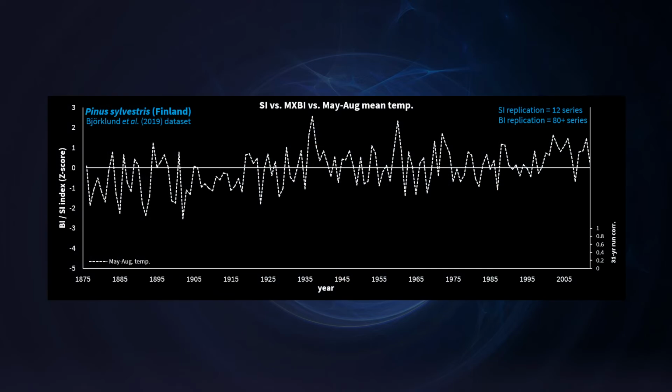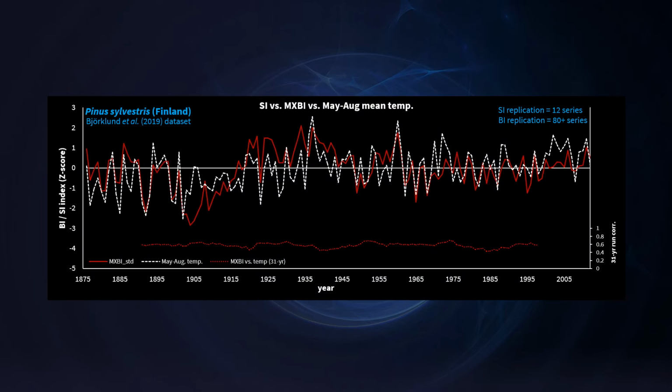So if we look at another example and another data set, this time it's Pinus sylvestris from Finland, a data set that Jesper has worked with quite extensively. Here we see the optimal seasonal temperature for density and blue intensity and so on. And we can have a look at the blue intensity chronology developed from a relatively large number of series, more than 80 series in this case.